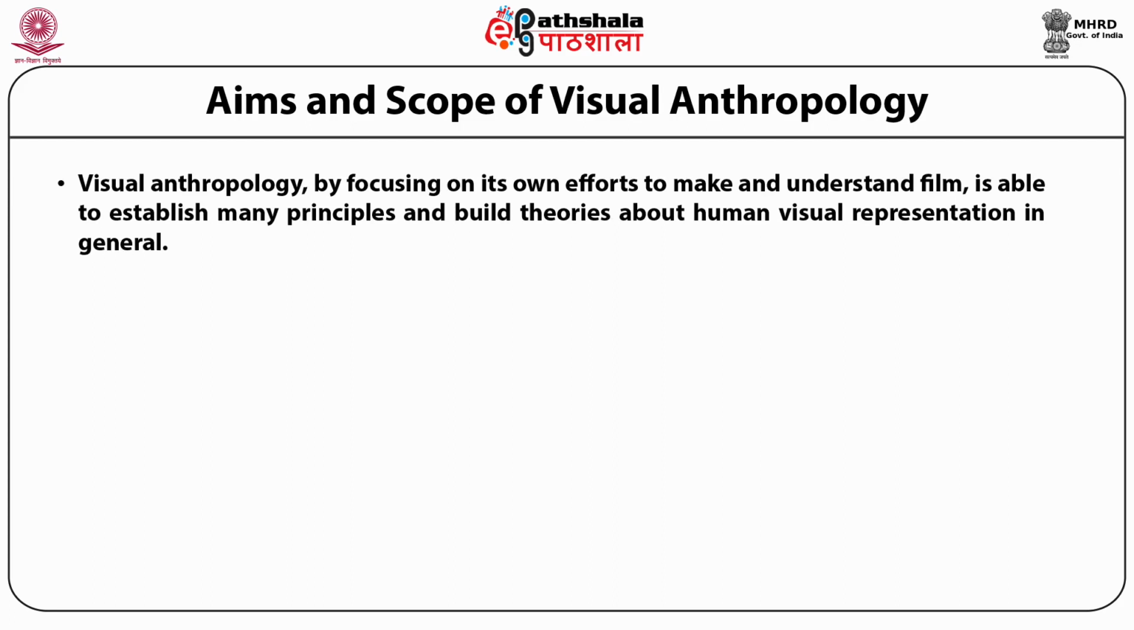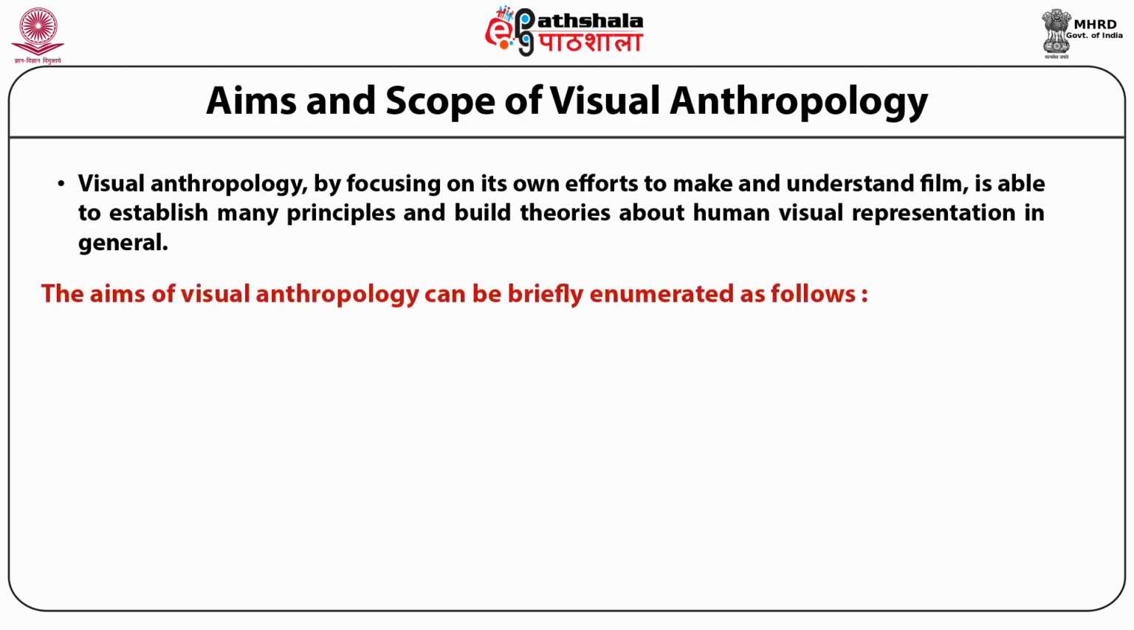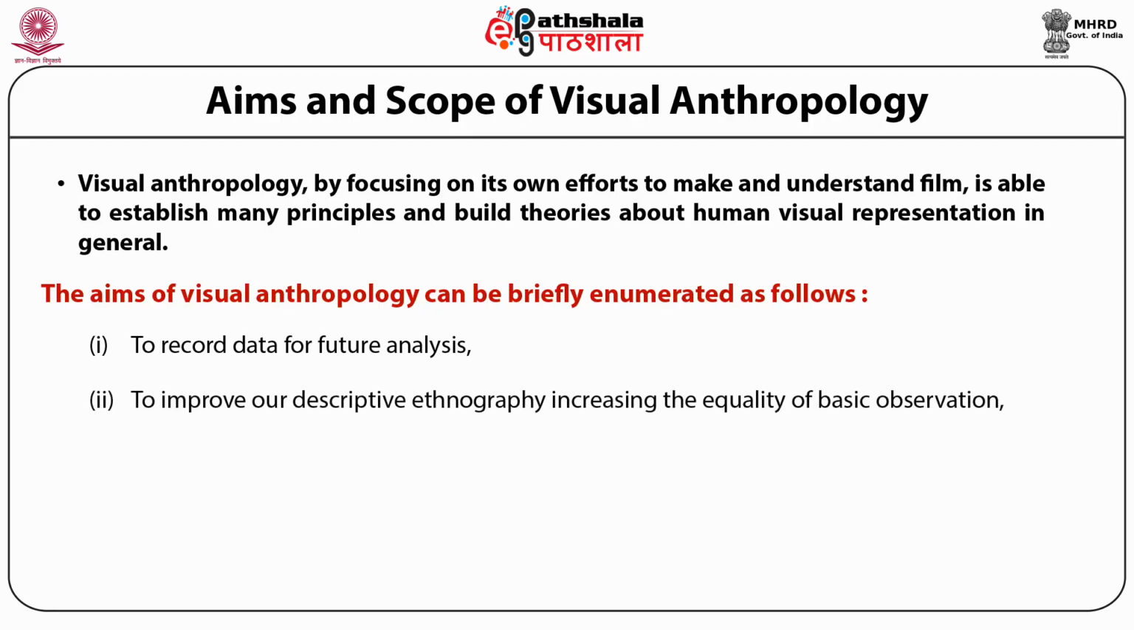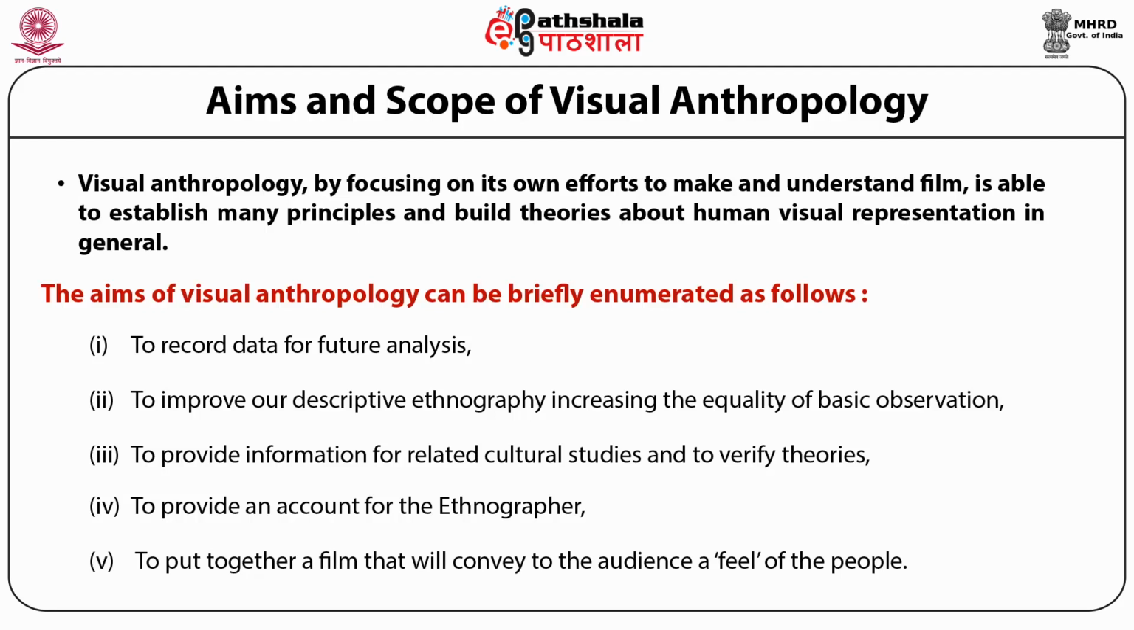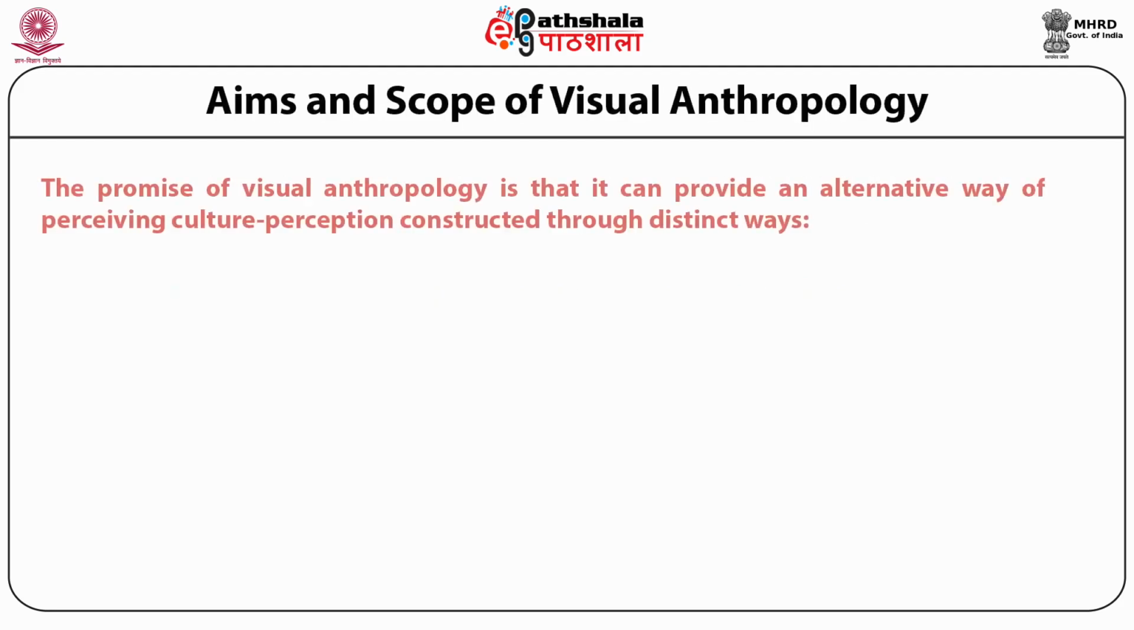Visual anthropology, by focusing on its own efforts to make and understand film, is able to establish many principles and build theories about human visual representation in general. The aims of visual anthropology can be briefly enumerated as follows: to record data for future analysis, to improve our descriptive ethnography, increasing the quality of basic observation, to provide information for related cultural studies and to verify theories, to provide an account for the ethnographer, and to put together a film that will convey to the audience a feel of the people. The promise of visual anthropology is that it can provide an alternative way of perceiving culture.